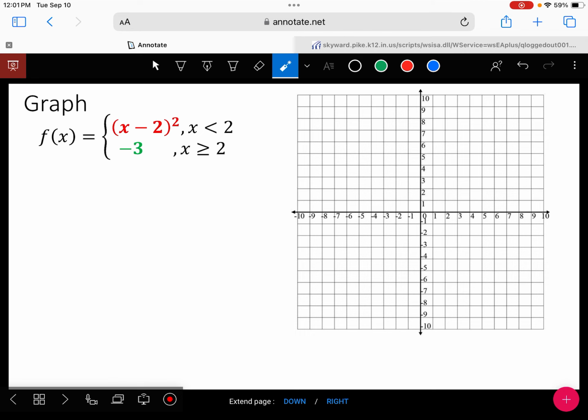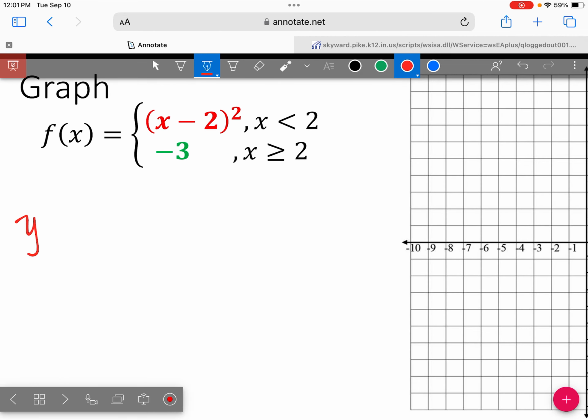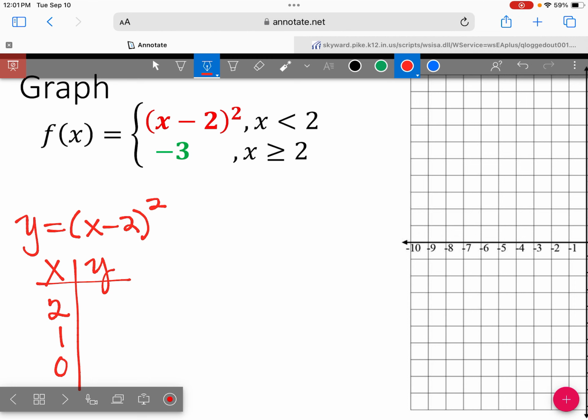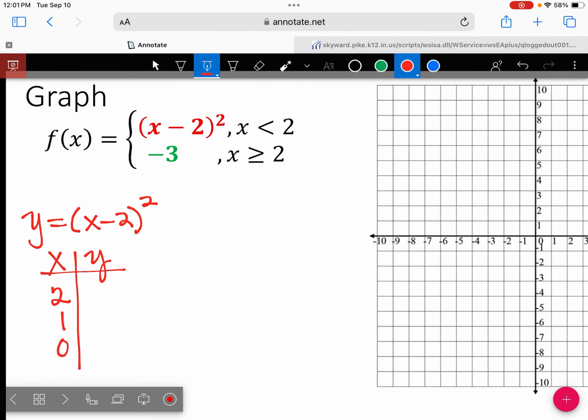All right, so for my first one, the red function, again, I'm going to start this at 2. And then what does that inequality tell us to do? Use numbers less than or greater than 2. So I'm going to use 1, 0. I think that should be enough. Go ahead and type that in your calculators.